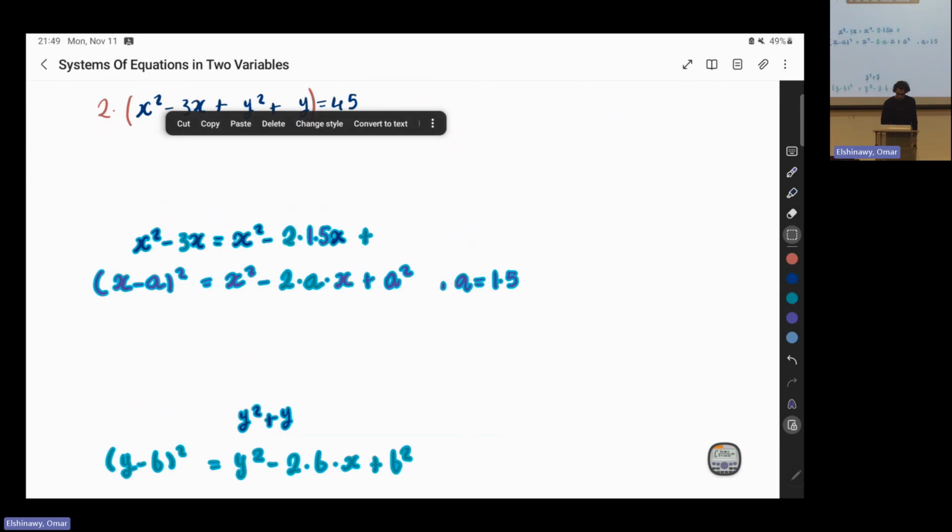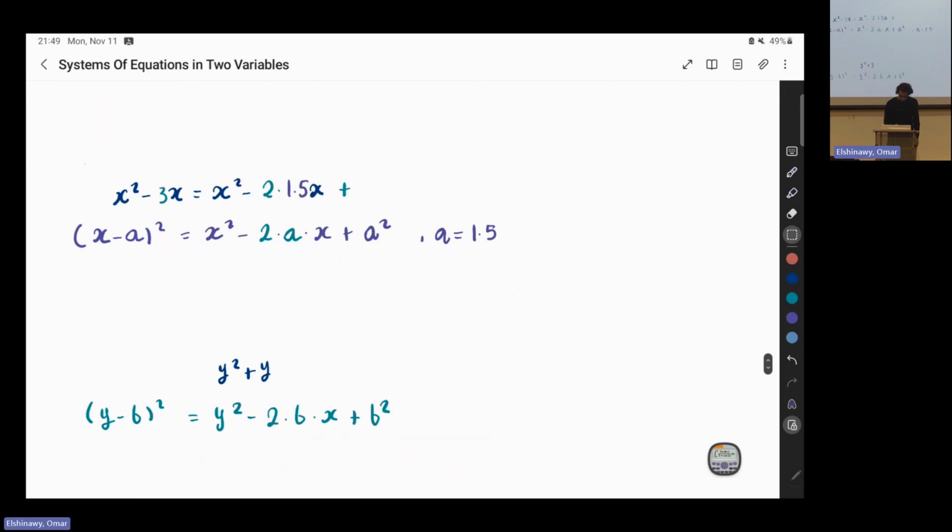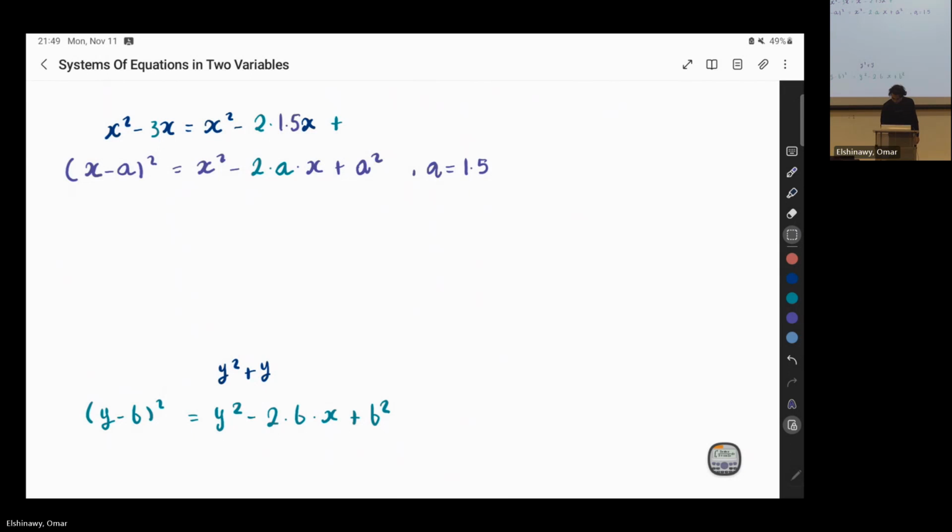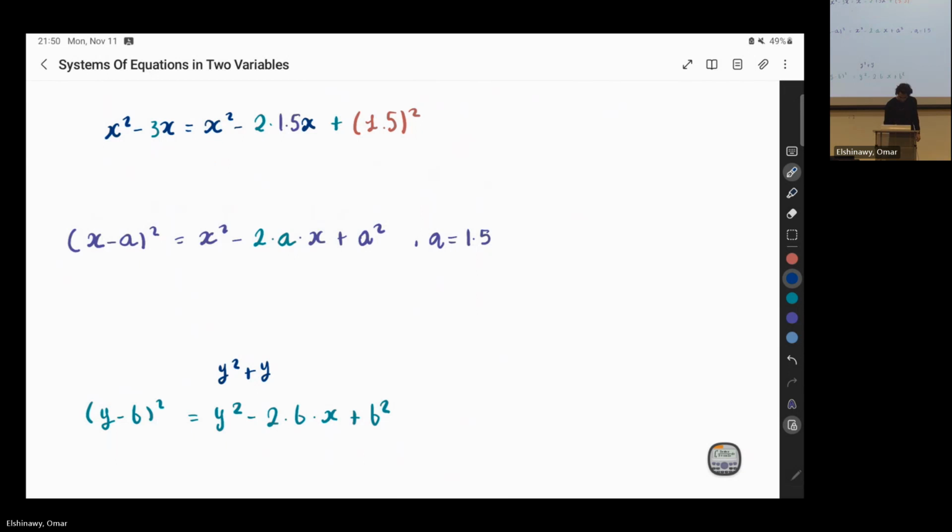Now, here's the trick. We are here, and we want the a squared. We really want the a squared. A is equal to 1.5, so I probably should add 1.5 squared. Then that would be amazing, to just have 1.5 squared. Then I can write this as x minus 1.5 all squared, right?